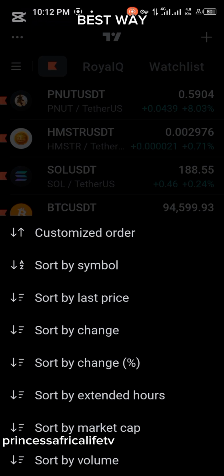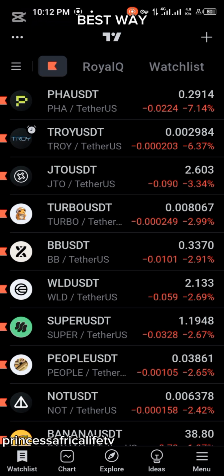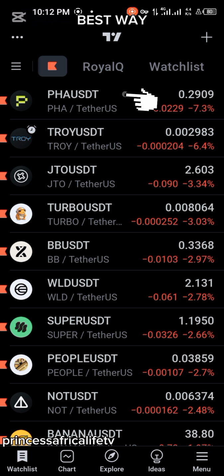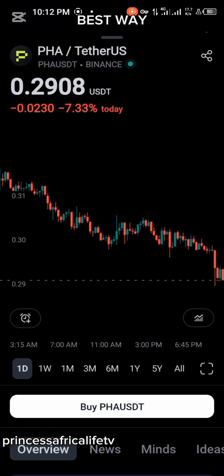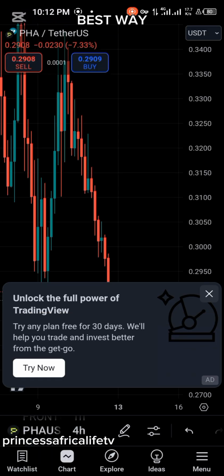Sort by change. Now we have 2 coins here, which are PHA and TROY, that have done the highest minus. So we're going to be picking from these 2 coins. We're going to be picking either PHA USDT or TROY USDT. So let's start from PHA, which has done the highest minus. Remember, first of all, we check. I click on it, and here we go. Click this.